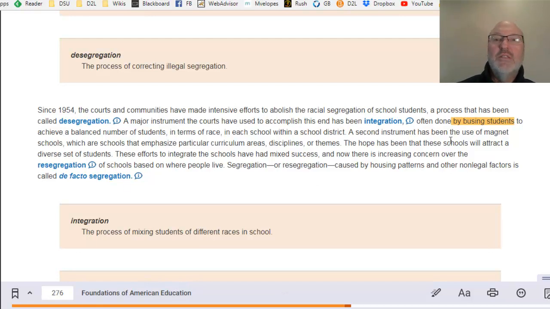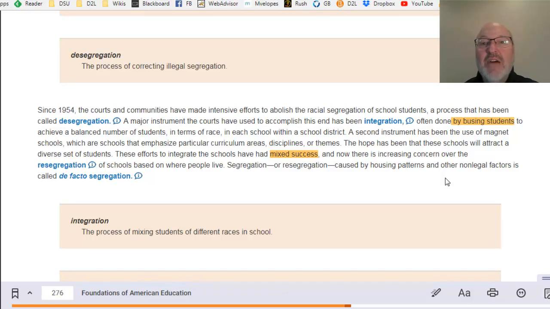So magnet schools, they talk about magnet schools here. Another approach is to attract kids based on the things we talked about: magnet schools, particular curriculum areas, disciplines, themes. The hope was that these schools will attract a diverse set of students, and these efforts to integrate schools have had mixed success. Yeah, that's putting it politely. No, they were colossal failures. Mixed success, yes. And now there's increasing concern over the re-segregation of schools based on where people live.